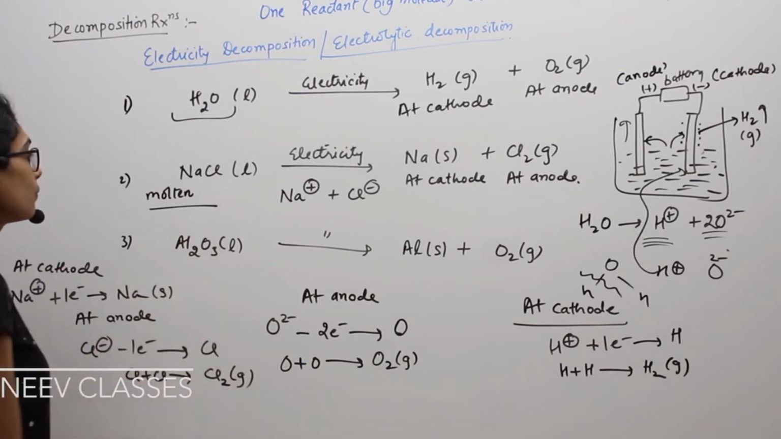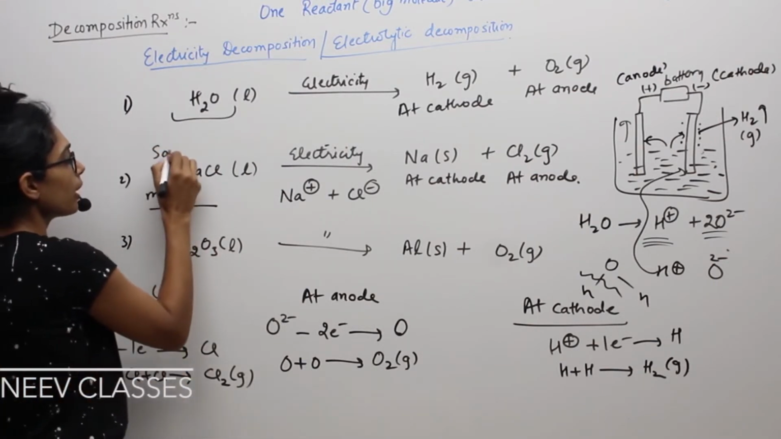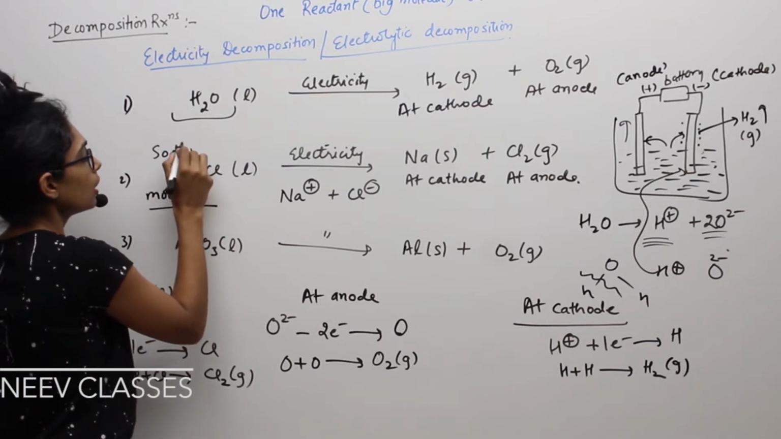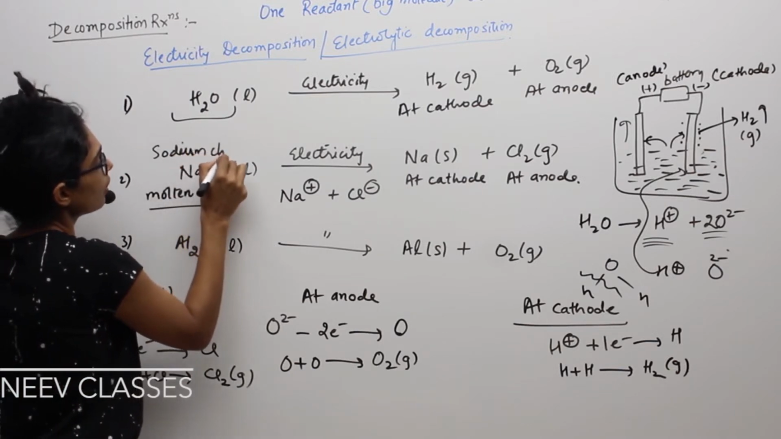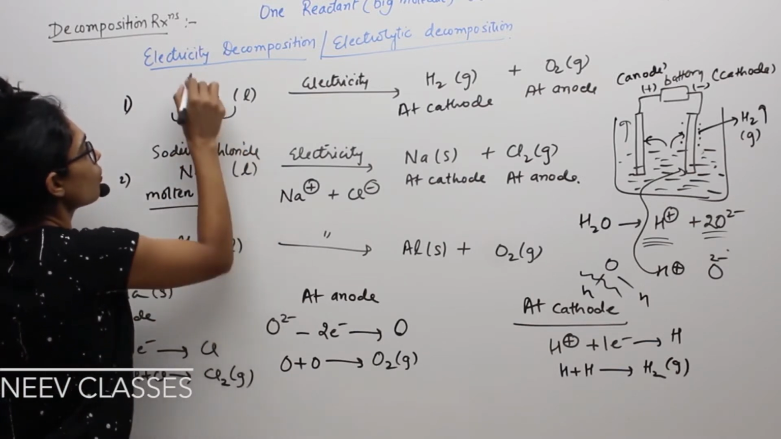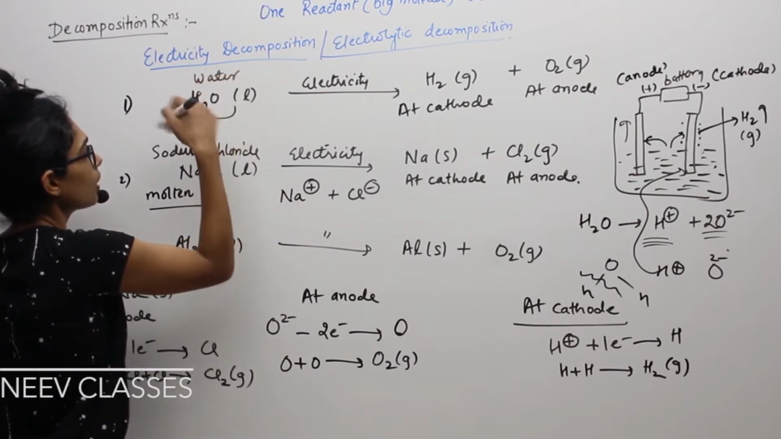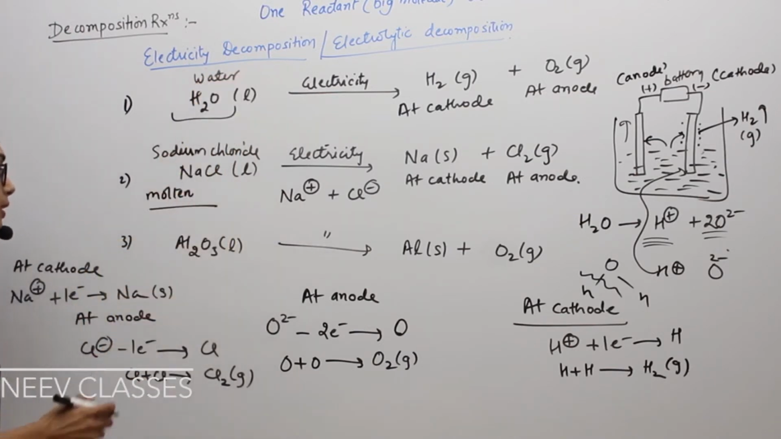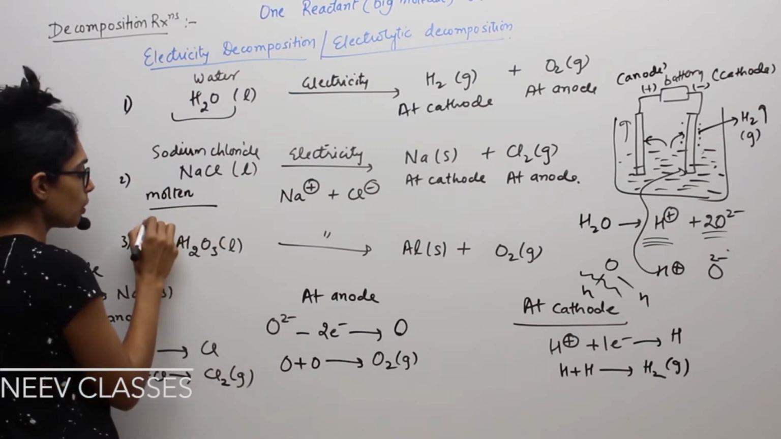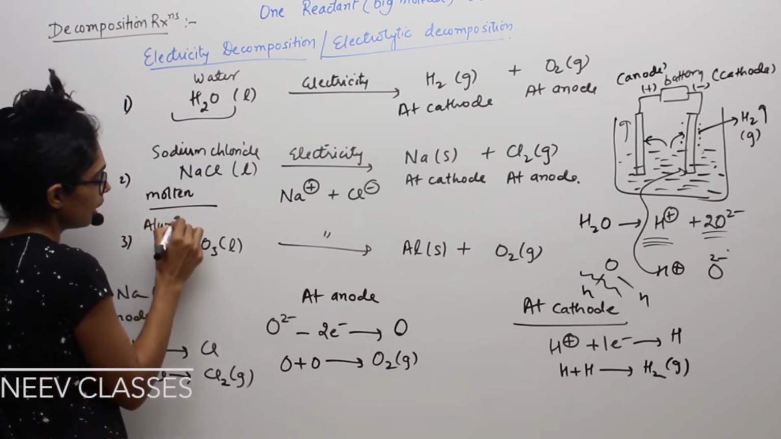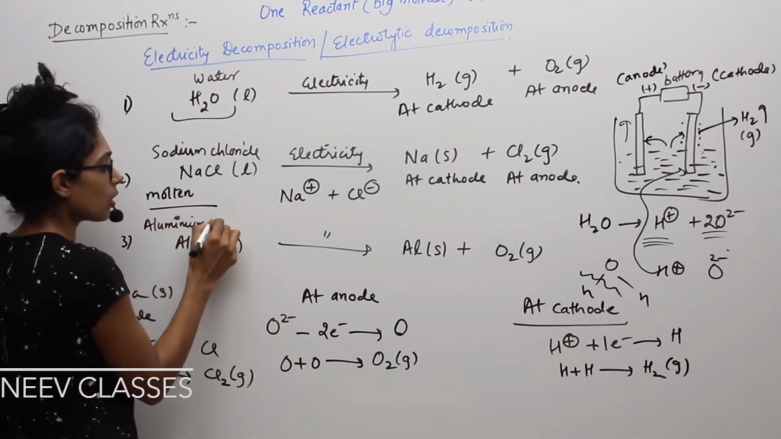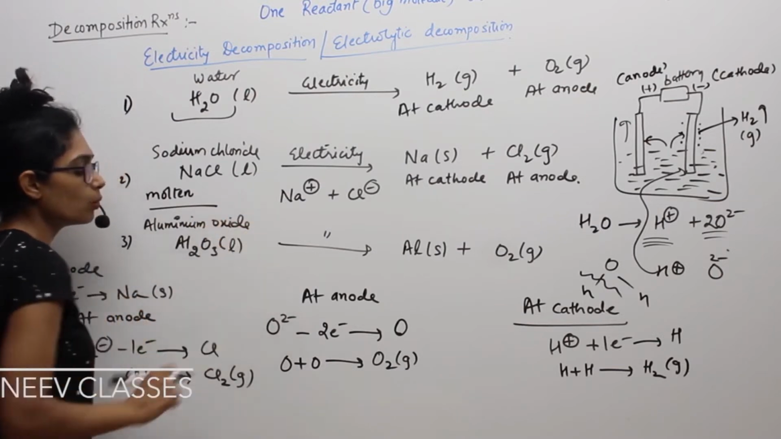Exactly the same thing will happen with the aluminium oxide. This is sodium chloride. I have not mentioned the names, I'm sorry. This is sodium chloride. This is water. I've written it up because there is less space. And this is aluminium oxide. Aluminium oxide. This is again in the molten form.